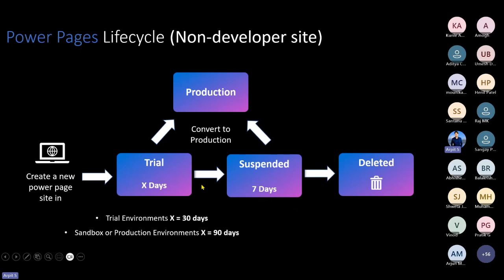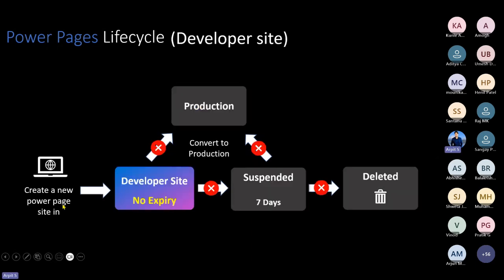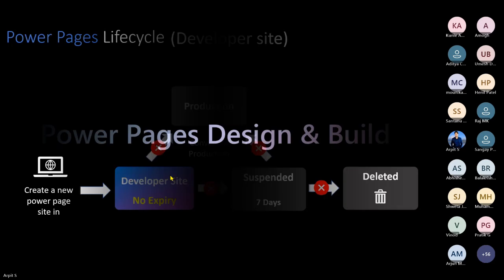Okay. And this is basically for the non-developer side. Non-developer means trial, sandbox, or the production. Or if you are creating a developer site as part of the Power Platform developer environment, then it will come with no expiry. So whenever you create a developer site, there will be no expiry. But the limitation: you can't convert it to the production. And of course, it will not be suspended and will not be deleted. Okay, so it is only for play around purpose.